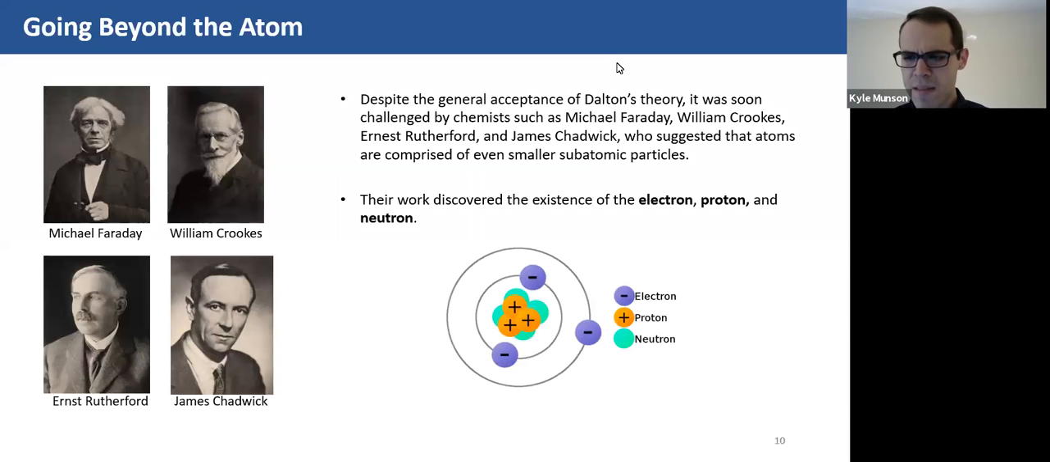So despite the general acceptance of Dalton's theory, which we discussed in the last video, it was soon challenged by chemists, their pictures shown here, such as Michael Faraday, William Crookes, Ernest Rutherford, and James Chadwick, who suggested that atoms are comprised of even smaller subatomic particles. And their work on separate occasions discovered the existence of electrons, protons, and neutrons. We're going to be talking about these, but maybe you're familiar with seeing models of atoms similar to this one. And that's what we're going to be talking about in this video.